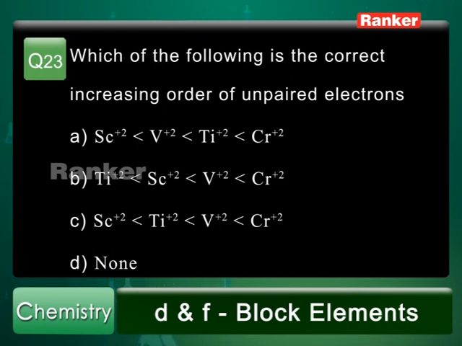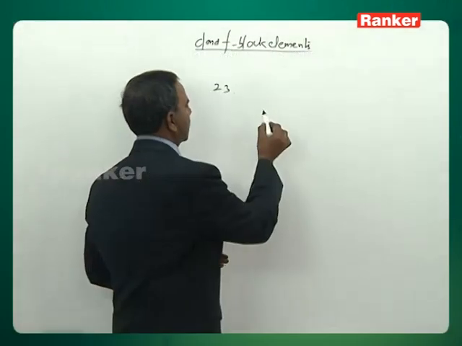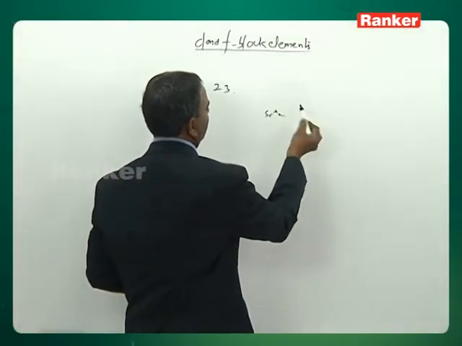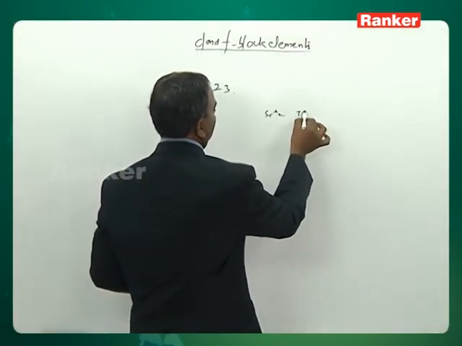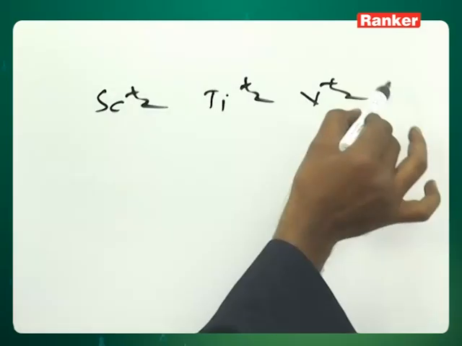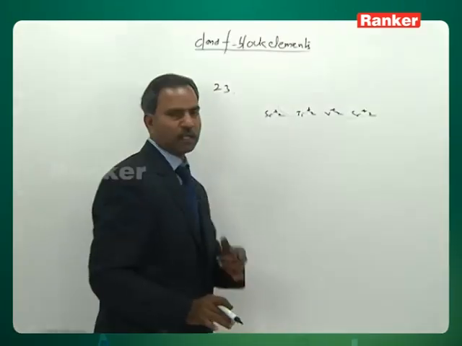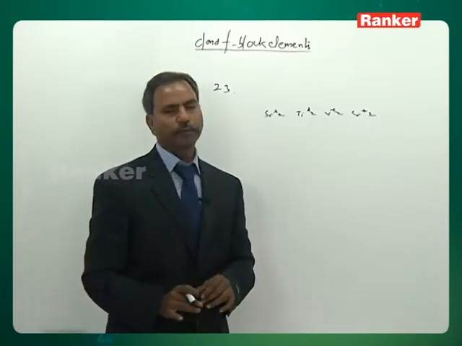What are given there? Scandium +2, vanadium +2, titanium +2, chromium +2. These are the 4 ions. Scandium +2 is given, titanium +2 is given, vanadium +2, chromium +2. These are the ions, no? All the 4 ions are written on the board.